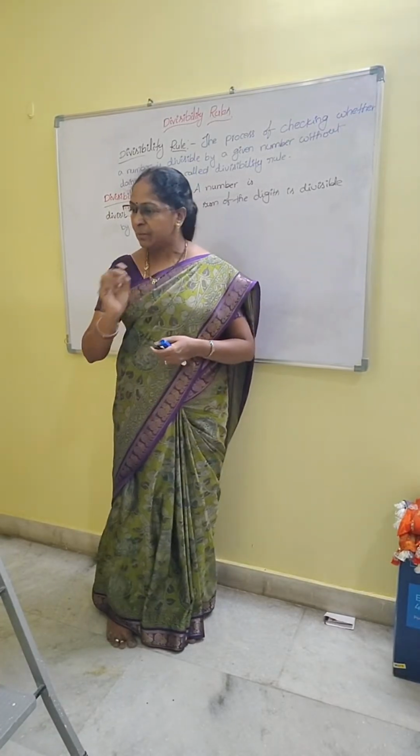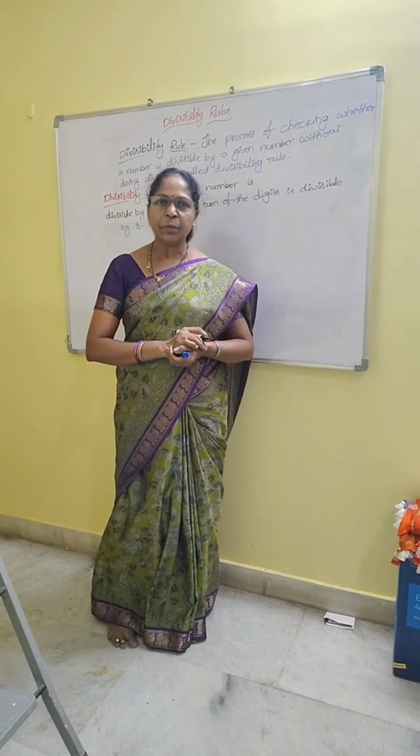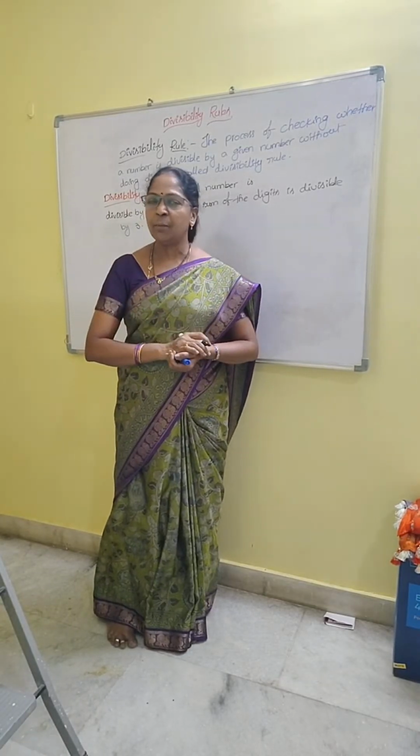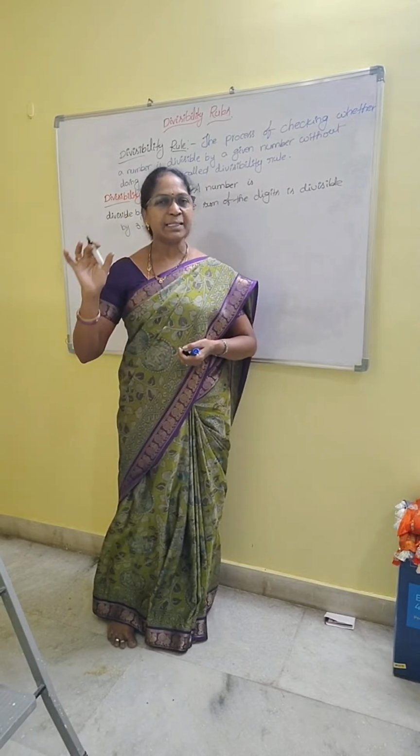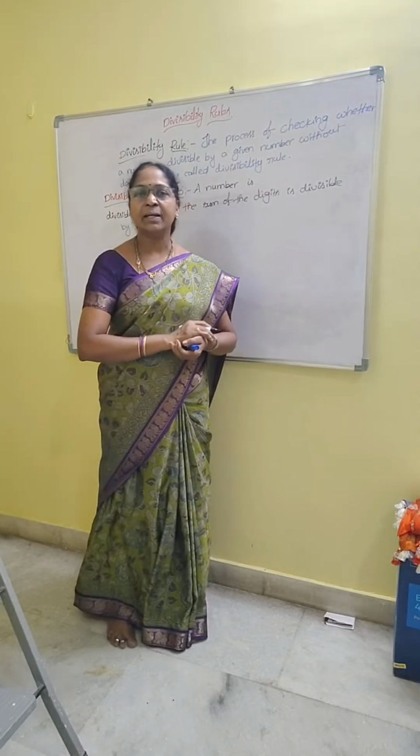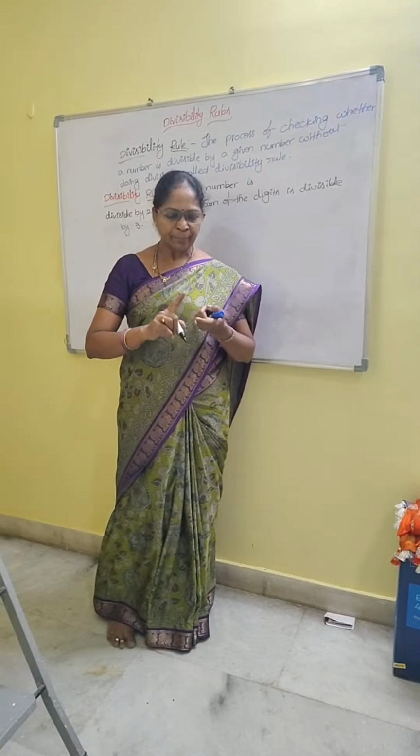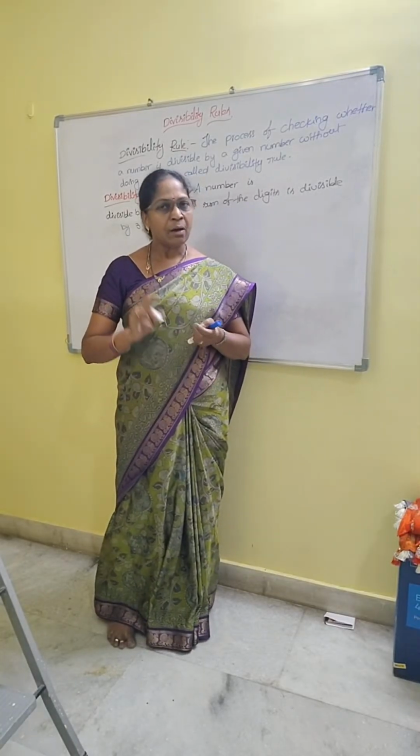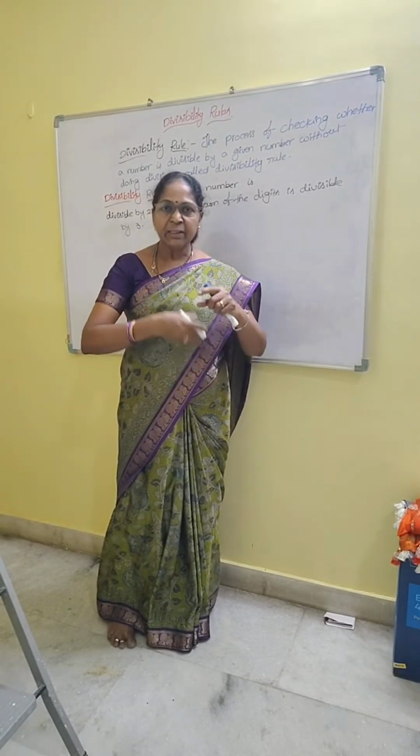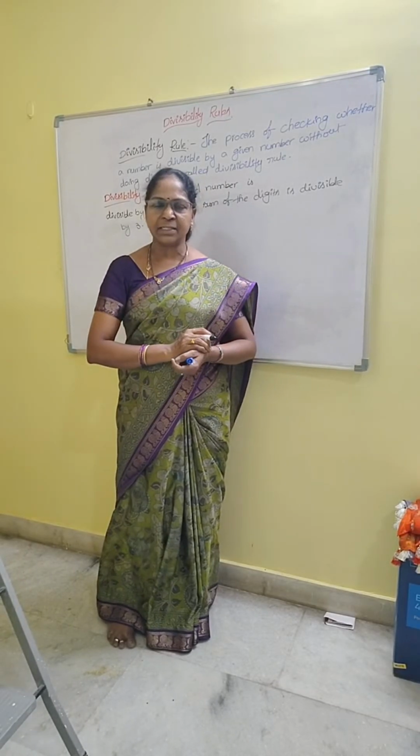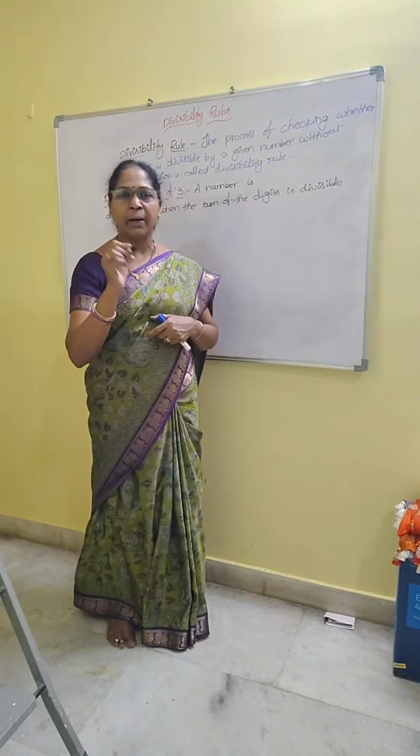What is the divisibility rule of 2? That is already over. A number is divisible by 2 when the unit digits place of the number is an even number. What are even numbers? That is either 2 or 4 or 6 or 8 or 0. If any of these numbers is at the unit digits place, then immediately you can say yes, the number is divisible by 2.